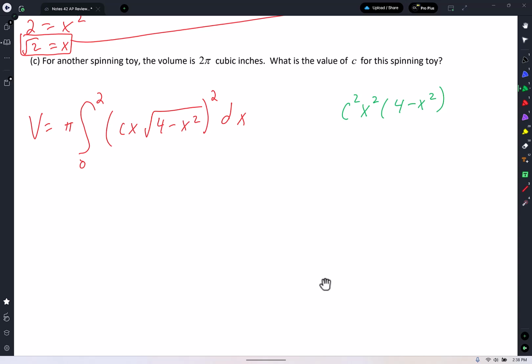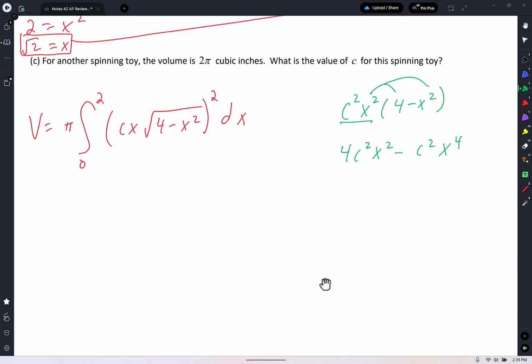The c is just a constant. Well, okay. I was going to leave it there and just distribute the x squared, but okay, now I'm just going to distribute the x squared. No, I don't want to confuse you guys. 4c squared x squared minus c squared x to the fourth. What? I just distributed.